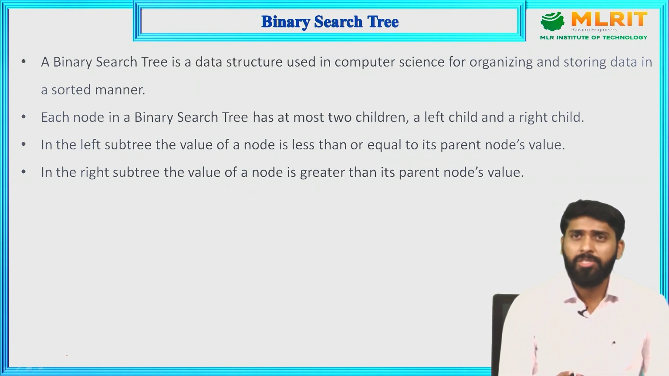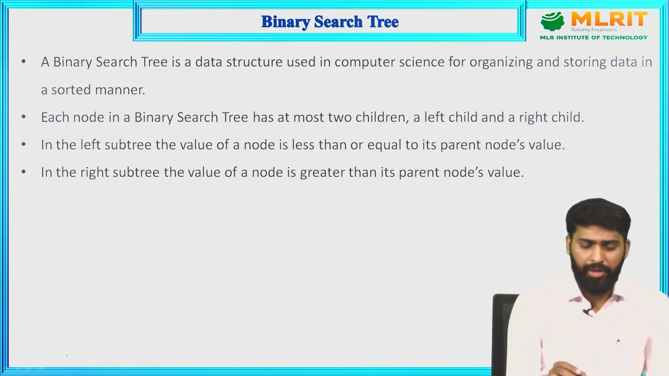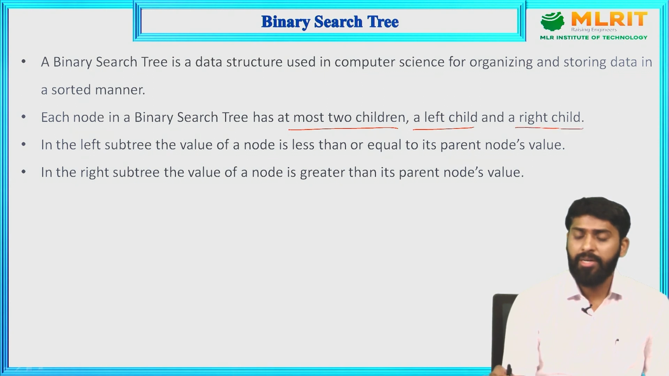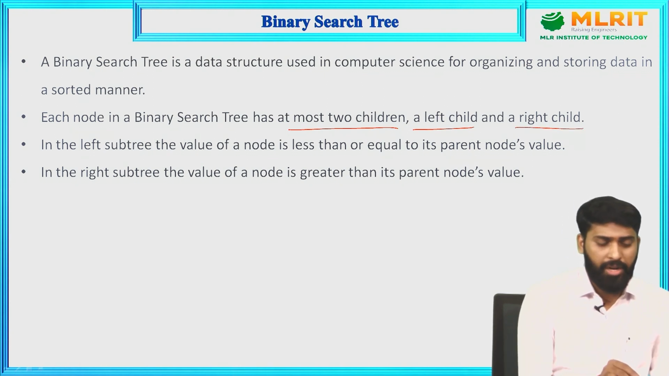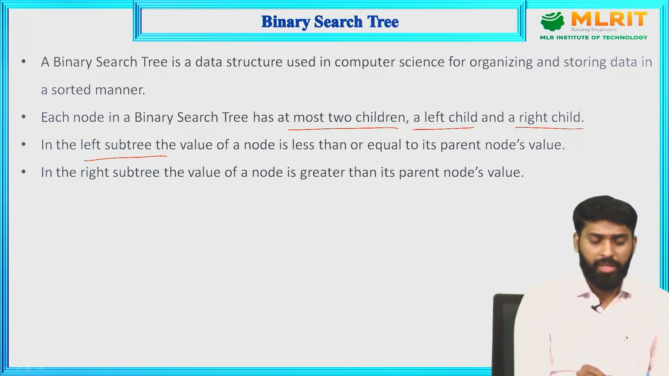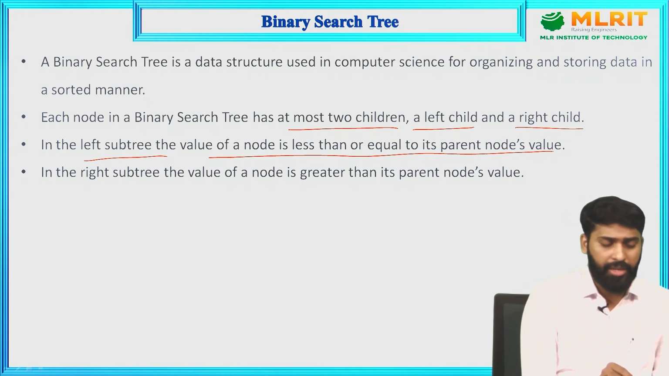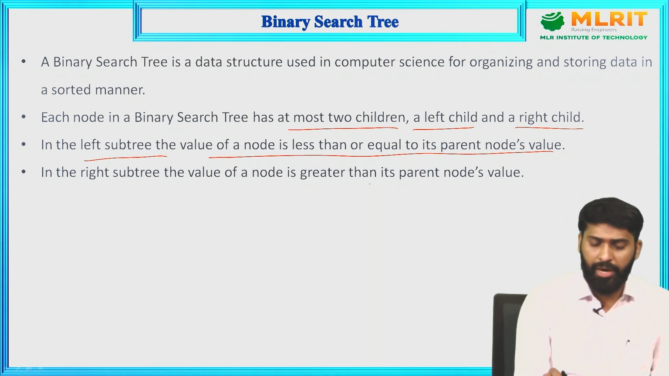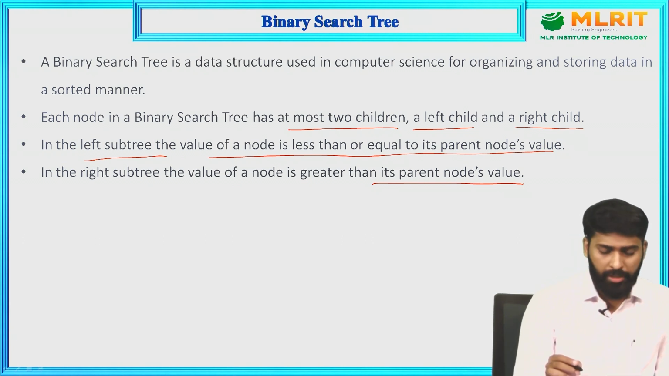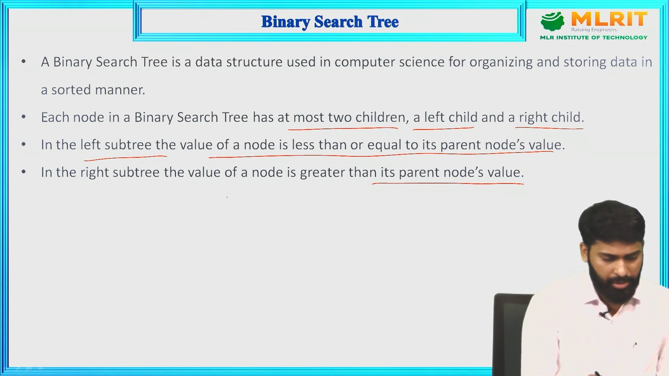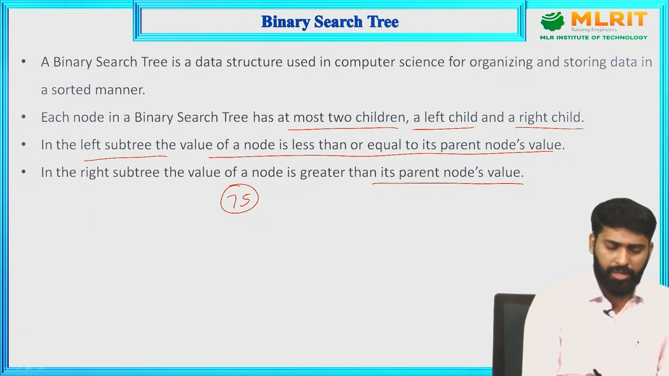A binary search tree is a binary tree where each node has at most two children, a left child and a right child. In the left subtree, the value of a node is less than or equal to its parent node value. In the right subtree, the value of a node is greater than its parent node value. Let us consider this example. 75 is the root. Now I want to insert 55, left side or right side? Left side, 55. Now I want to insert 95. So 95 is on the right side.